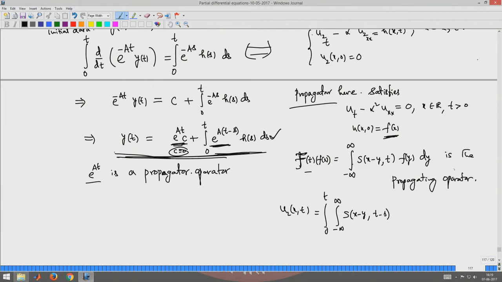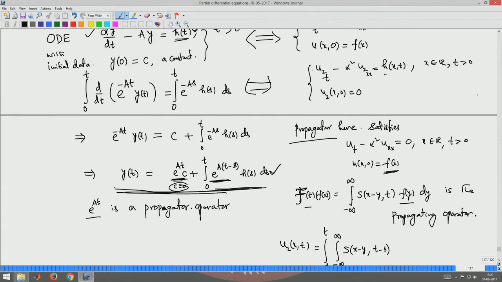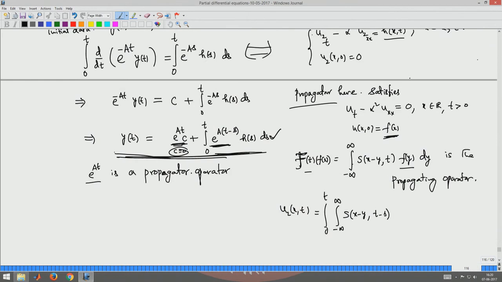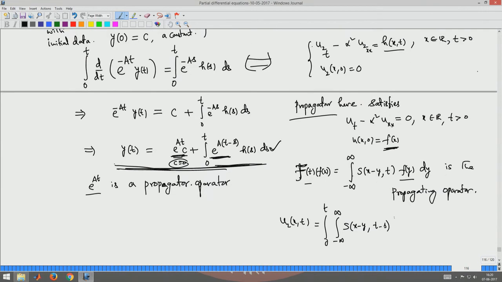Now, this propagating operator is acting on the initial data f of y. So, here it should be acting on the non-homogeneous data, that is h of x, t. So, if you act on f, that is f of y here inside the integral, if it acts on the h of x, t, it should be a function of h of y, and t, okay. This is actually t acting on t, and that is dy.